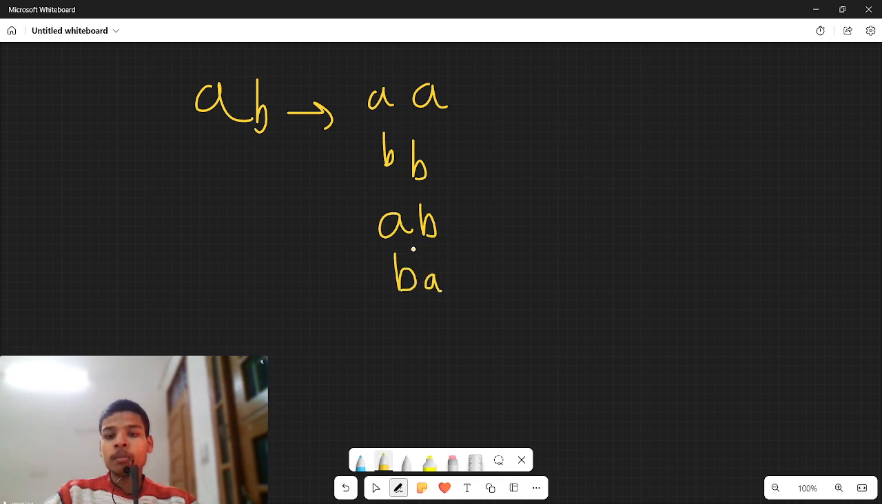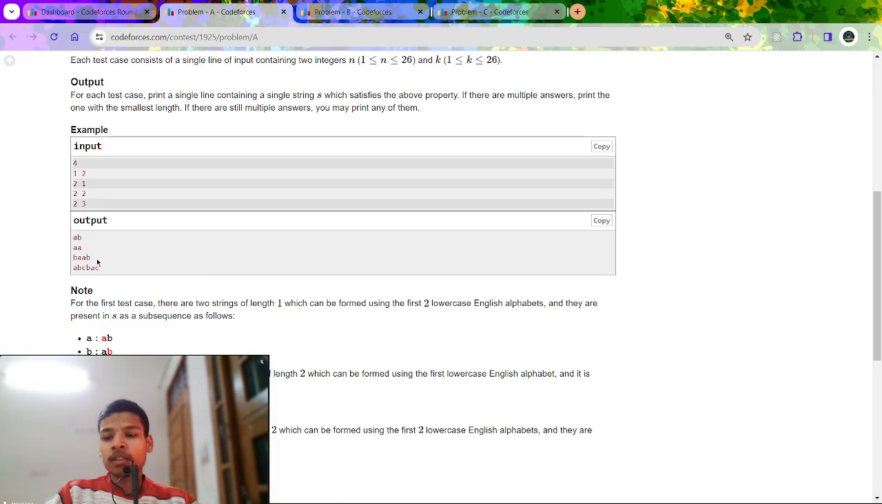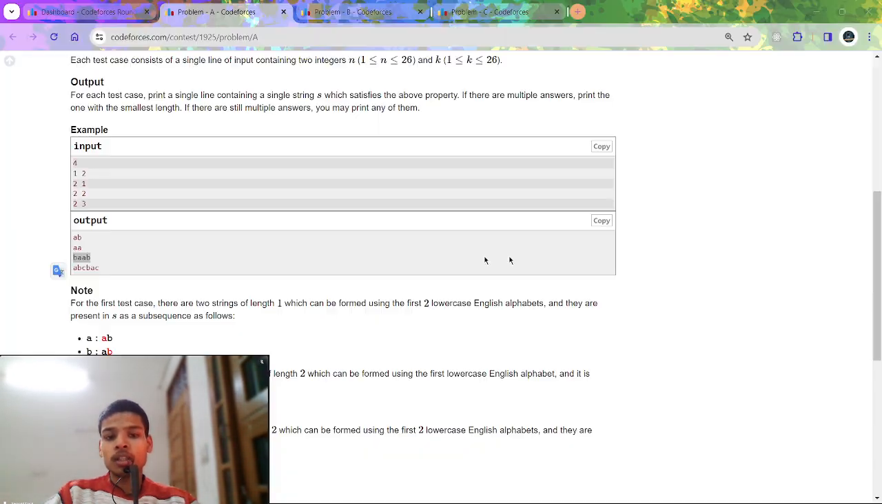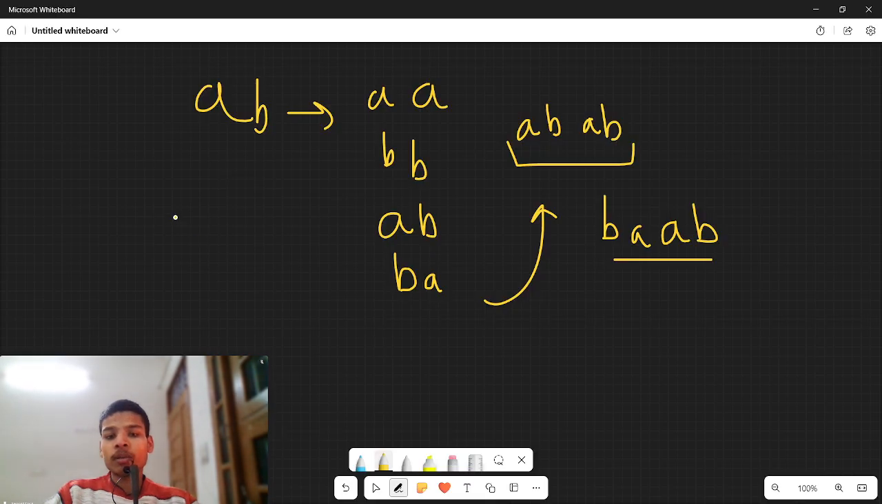So what is the minimum length string possible which contains all these strings as a subsequence? That is abab. This is the minimum possible, because you can see all the strings are coming: aa is coming, bb is also coming, ab and ba. All four of the strings are coming in this as a subsequence. They have given the answer baab, but this is also possible.